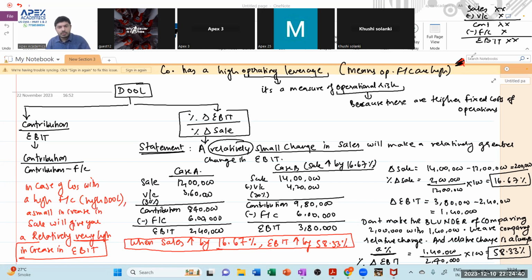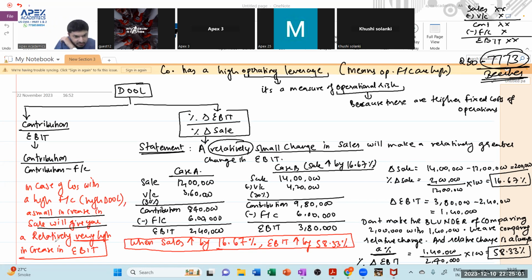This is your question number 30. Your MCQ number is 7773. And this is from Baker. This MCQ will go on for a long time now. You are convinced with this that a small increase in sale will give you a relatively very high increase in EBIT. 16.67% increase versus, purposely I'm drawing a big arrow, 58.33% increase. Yes or no? Justified the statement?